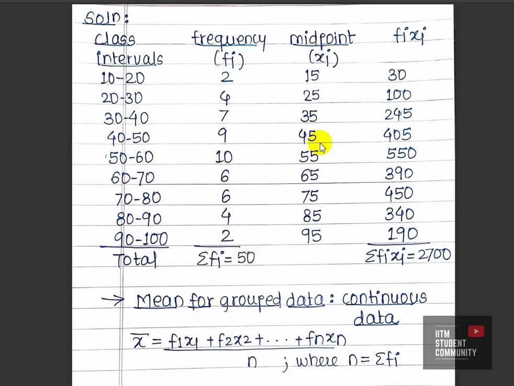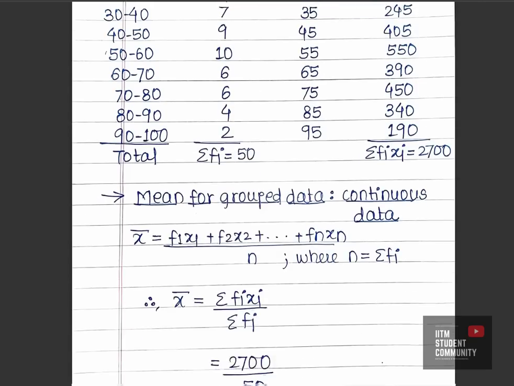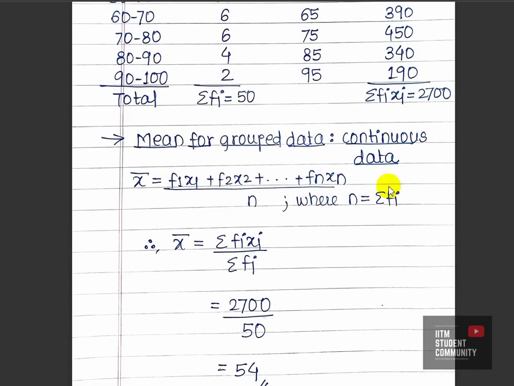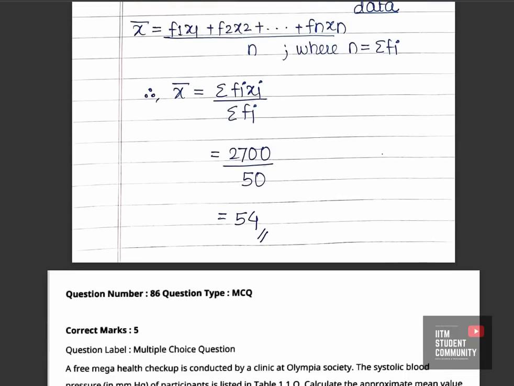So now when the data is grouped and continuous, we first find out the midpoints for the intervals, which turn out to be 15, 25 and so on, and then we multiply them with the corresponding frequencies. The formula for mean is summation fi xi upon summation fi, which equals 2700 upon 50, which turns out to be 54.